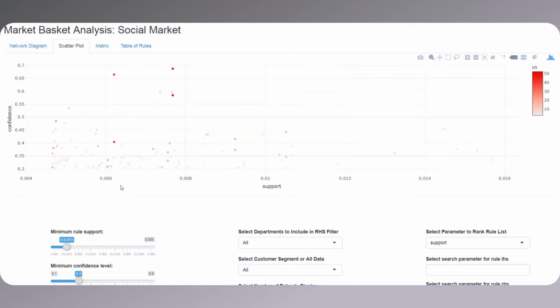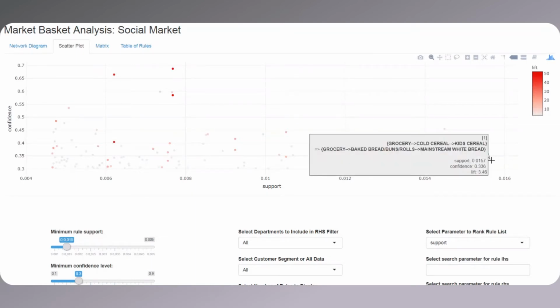We can see that most of the dots are clustered toward the left end of the chart as well as the bottom, but we do have some outliers in terms of support. So at the very far right of the chart, we see that customers purchasing kids cereal are 33% likely to also purchase mainstream white bread. So it's not a rule that we're highly confident in, but at the same time, it is a rule that has a high degree of support, so it is worth looking at because the sales are significant.